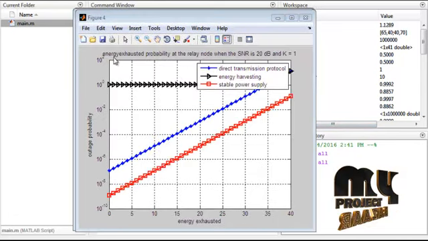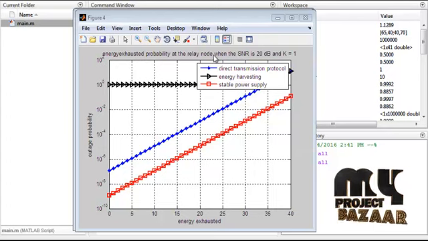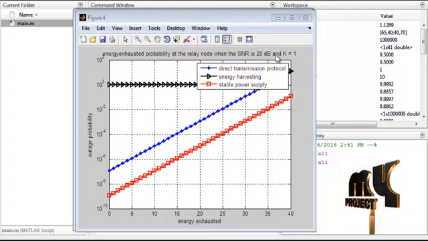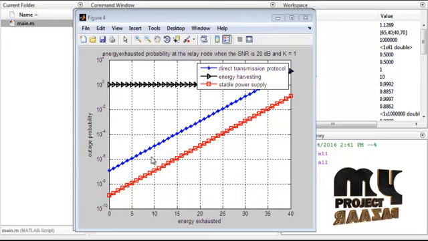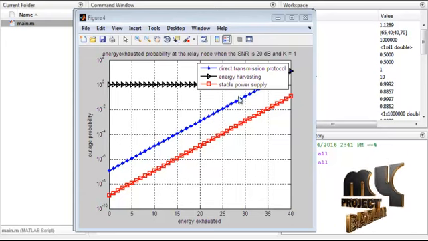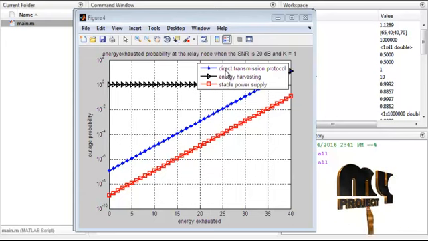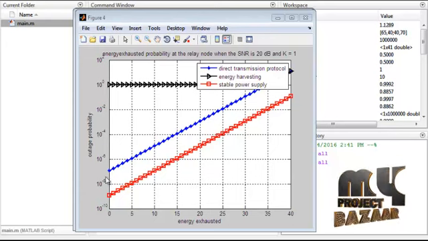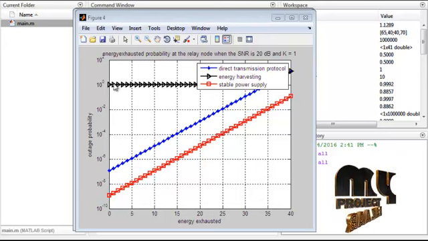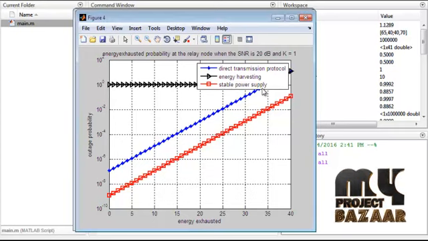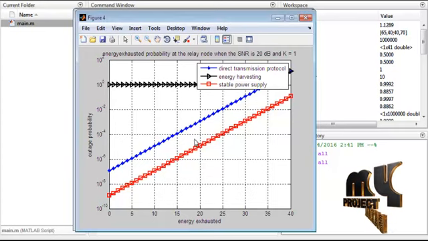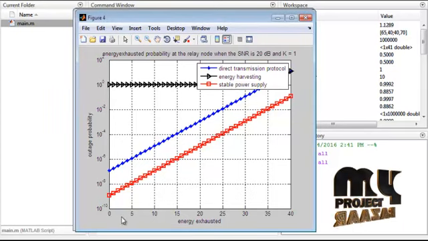This is the final graph: the energy harvested probability at the relay node when the SNR is 20 dB and K is equal to 1. As I already told, there are two types of protocol. One is the direct transmission protocol, and the other is the energy harvesting protocol. The direct transmission protocol is in ascending order, going from low to high, and the energy harvesting protocol is indicated by black. The stable power supply is indicated by red.